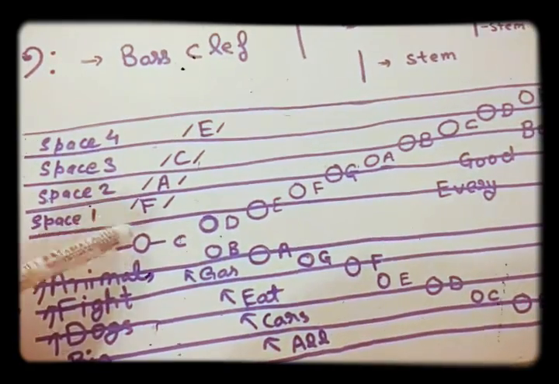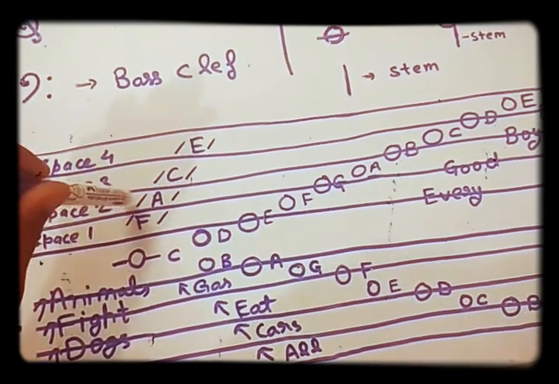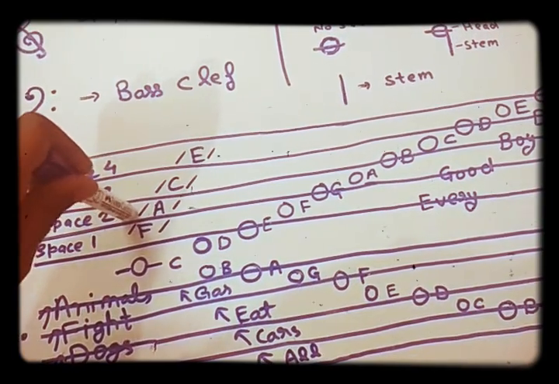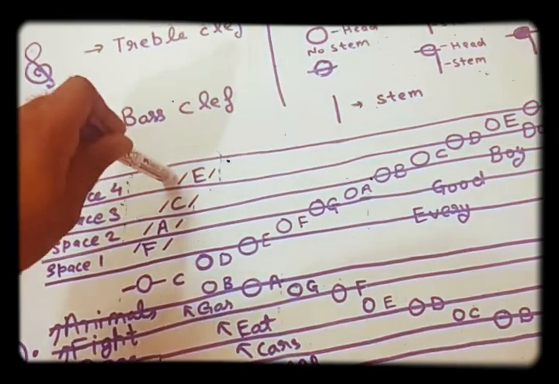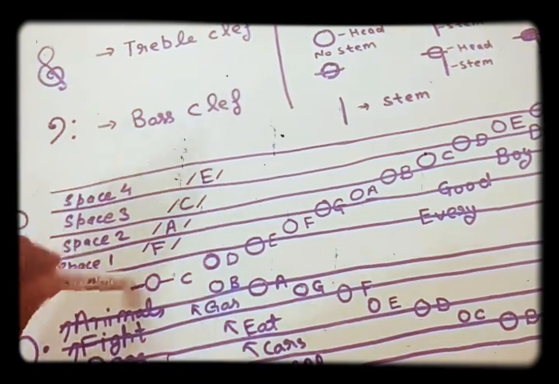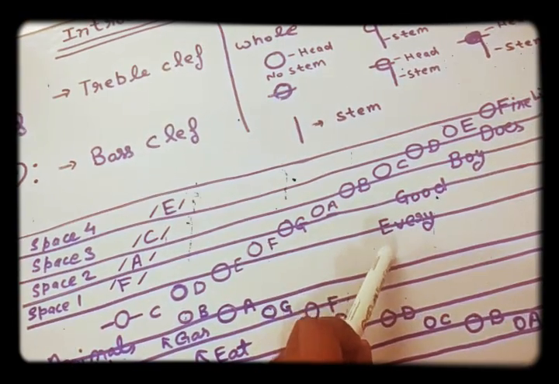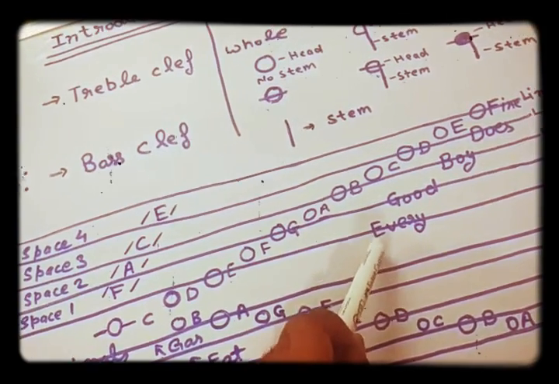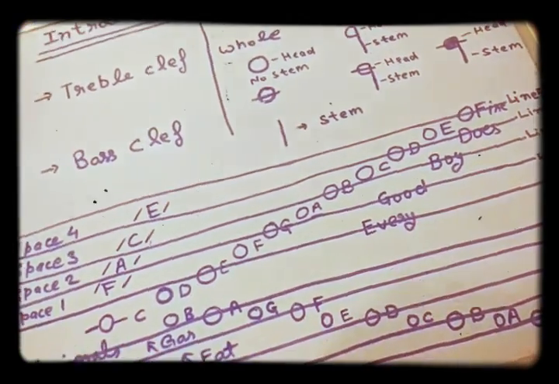Similarly, if a note appears between the first 2 lines, it is F note. Similarly, in the second space, it is A note, third space C, and fourth space E. So it spells FACE, and if we count only the first letters, then it is called every good boy does fine, just to remember these notes.